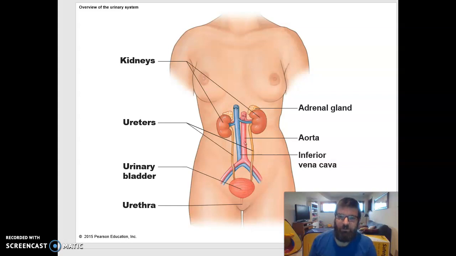Hello all, this is our first lecture discussing the urinary system. The urinary system has relatively straightforward anatomy. The primary organs involved are the kidneys. You've got two of them, one on each side, they're paired.